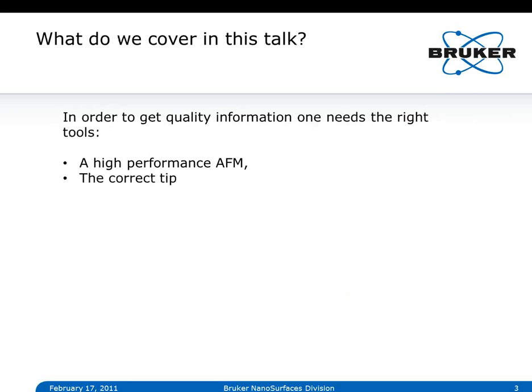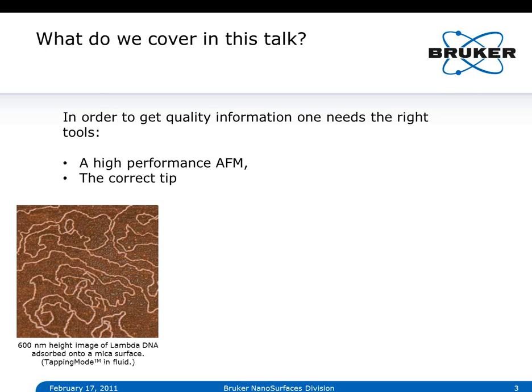So what do we cover in this talk? We can't, of course, cover all the topics that I just mentioned, so we have to concentrate in this webinar on a few. In order to get quality information, one needs the right tools. One needs a high-performance AFM, and one needs the correct tip. And we're going to cover the correct tip in order to get high-performance, high-quality topographic information with as high resolution as possible.